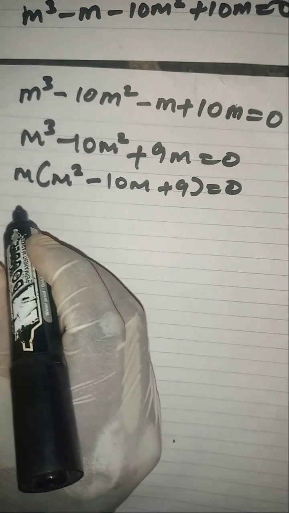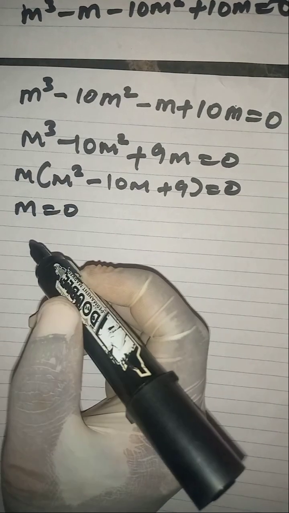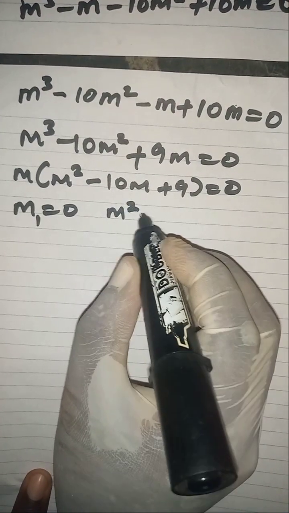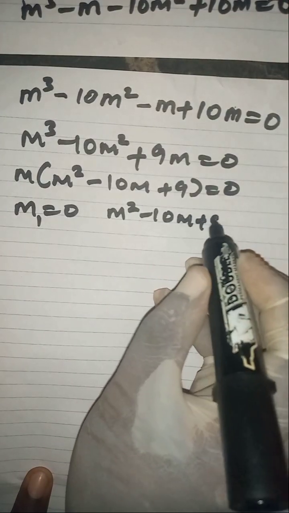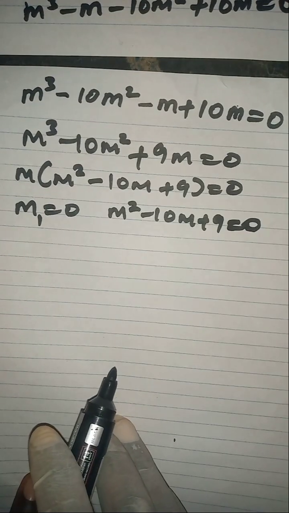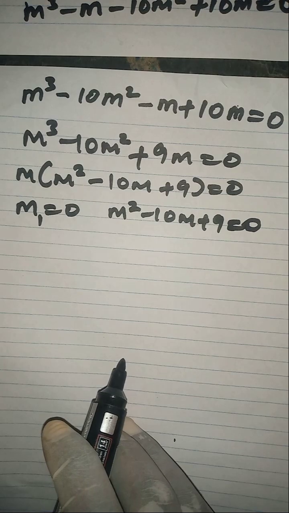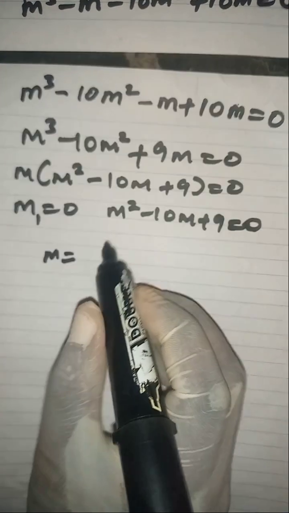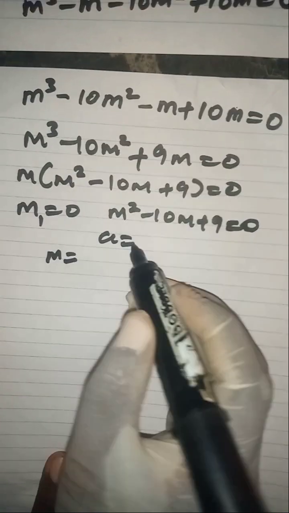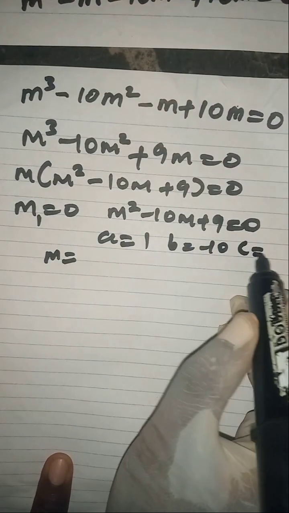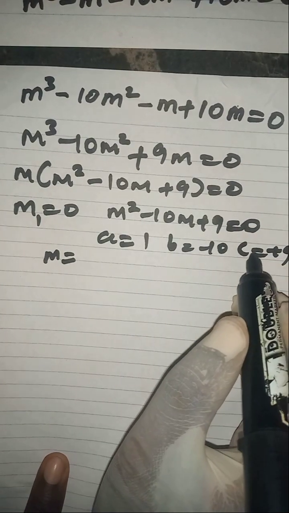Then of course it goes without saying that the first m is equal to 0, and for the second, I'm going to take m squared minus 10m plus 9 is equal to 0. This is a quadratic equation, and solving it quadratically, my a is 1, my b is negative 10, and my c is positive 9.